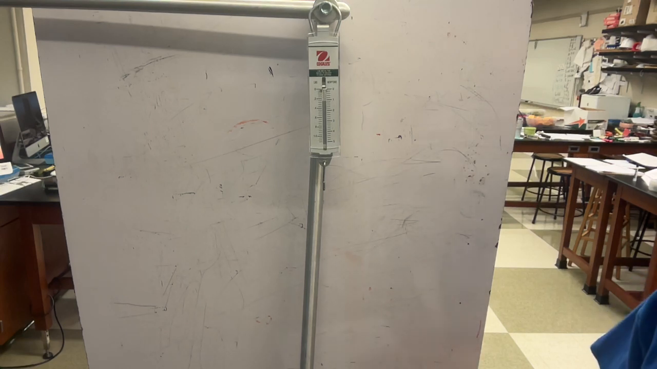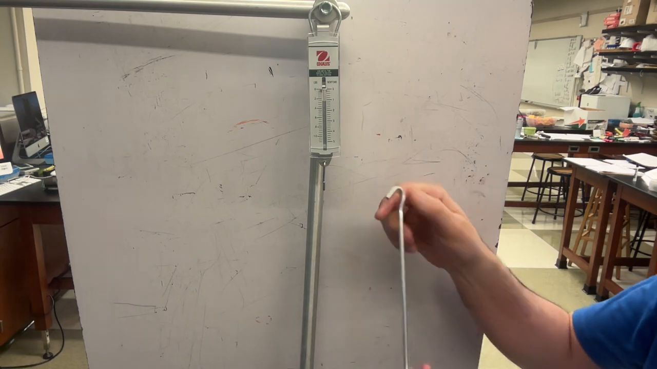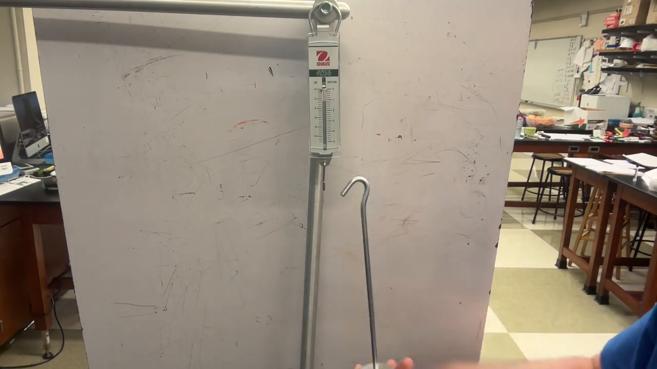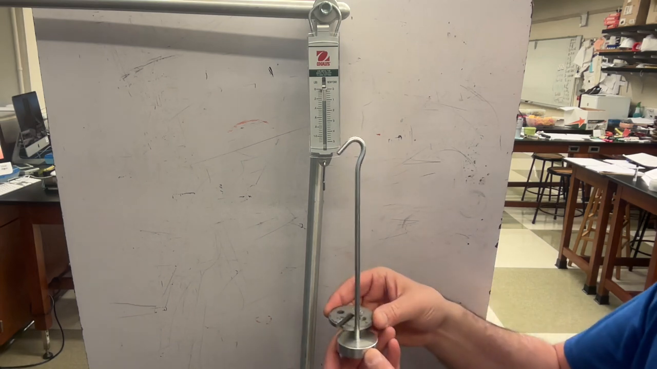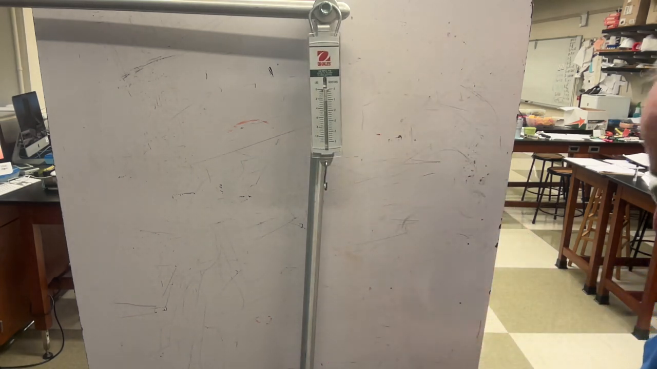Today we're going to take a look at the relationship between mass and weight. We'll be changing the mass of our system by increasing the mass of our hanger and measuring the corresponding weight from the scale.